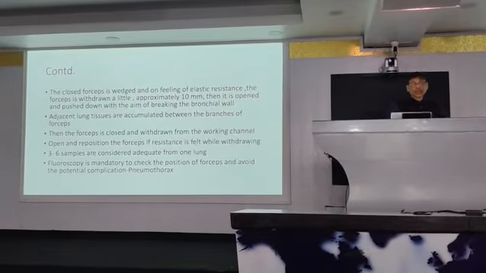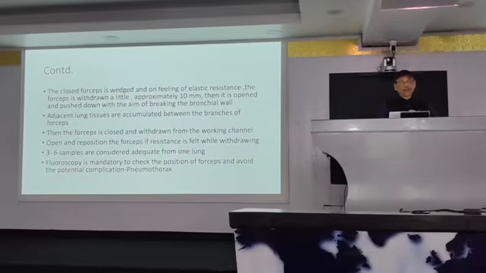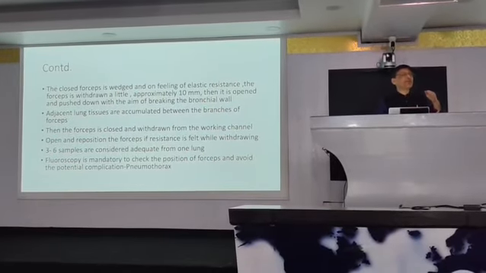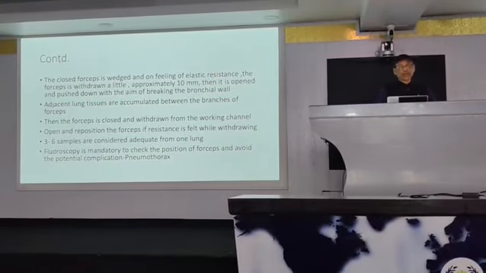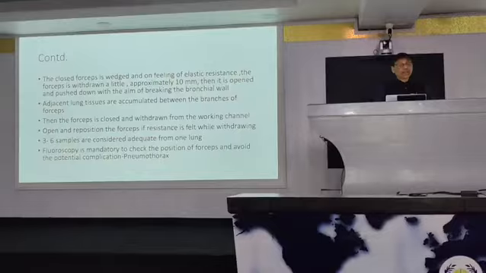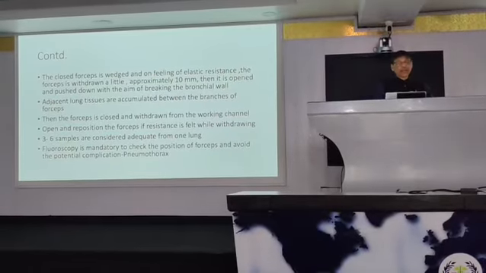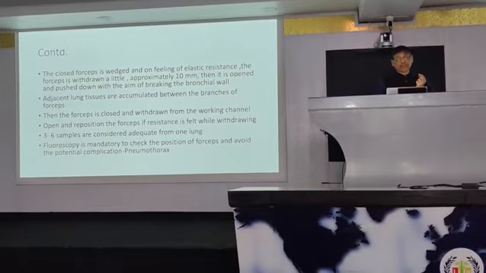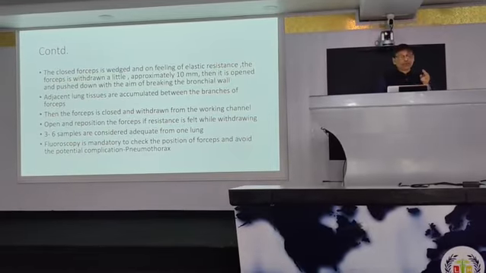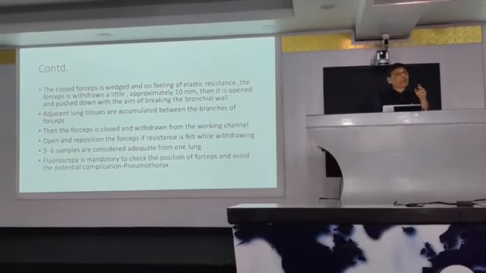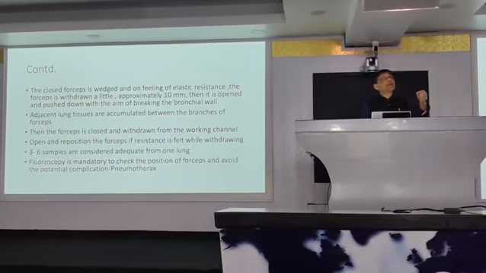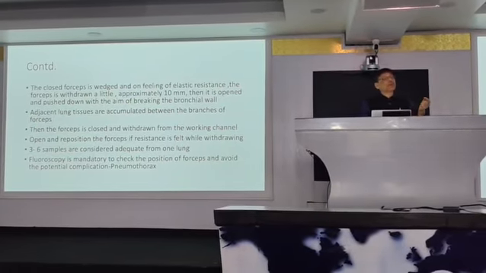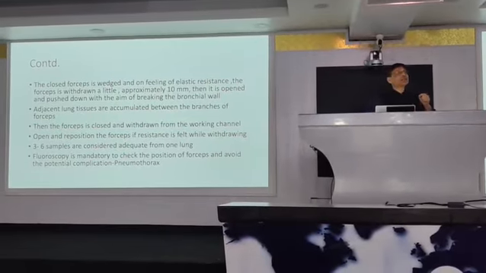The closed forceps is wedged, meaning positioned properly so that it is fixed. On feeling elastic resistance, the forceps is withdrawn a little, approximately 10 millimeters, that is 1 centimeter. Then it is opened and pushed down with the aim of breaking the bronchial wall. We have to break the bronchial wall so that we can reach the lung parenchyma, because we have to take the sample from the lung parenchyma. This is transbronchial lung biopsy.